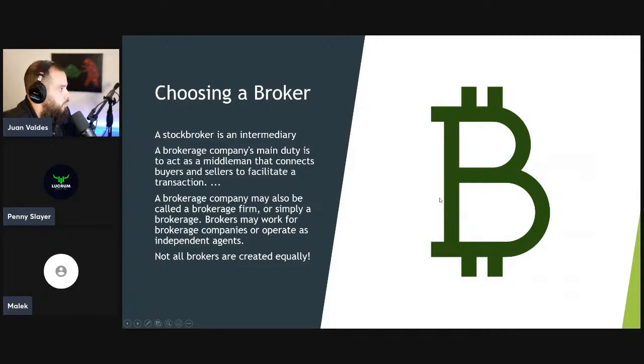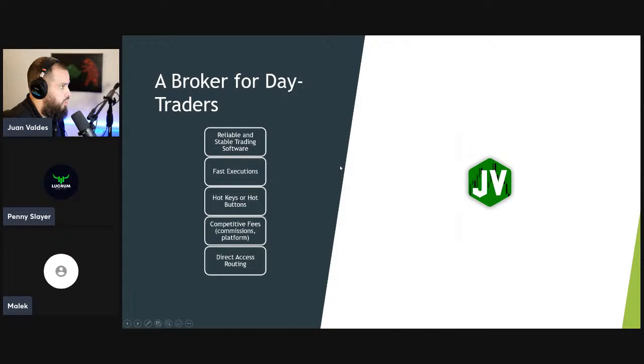Choosing a stockbroker. This is extremely important to me. If you're a day trader, you need to pick a broker carefully. If it's long term, it doesn't make as much difference. Going with just a TD Ameritrade or someone, and you're just putting money in there and not going to look at it much, is fine. But if you're day trading, you want to make sure that it has fast execution and reliable software. Some people love hotkeys. You want competitive fees and direct access routing.